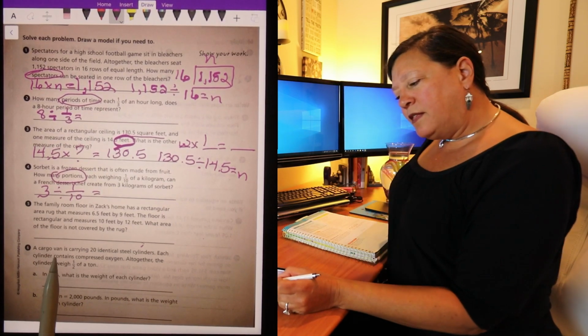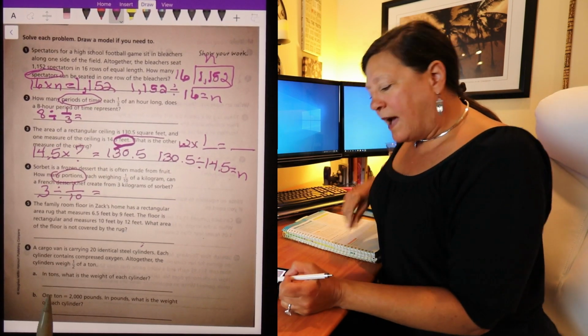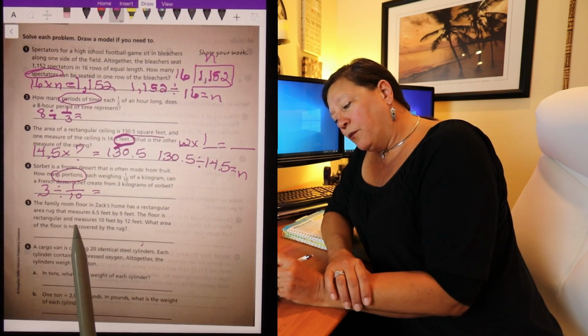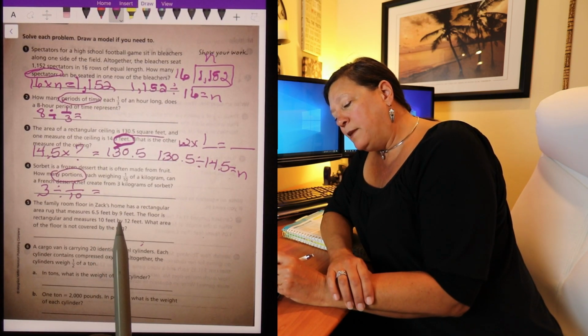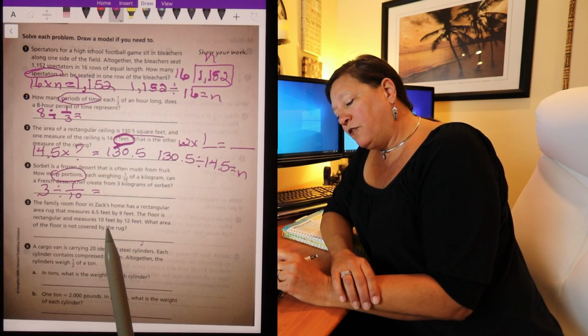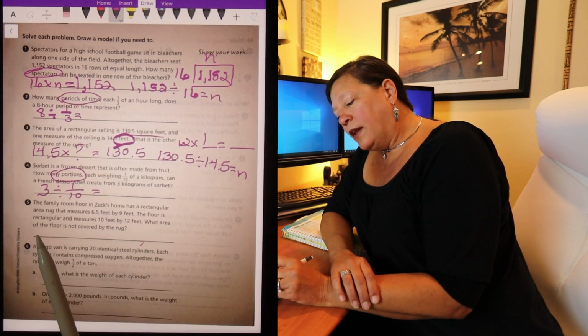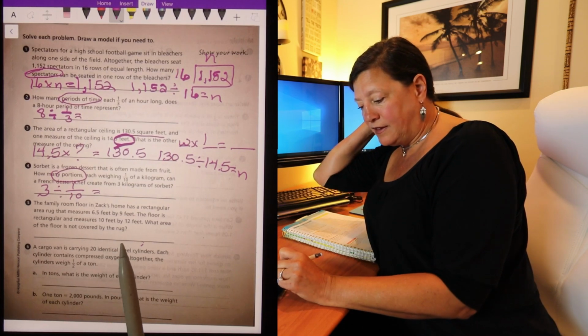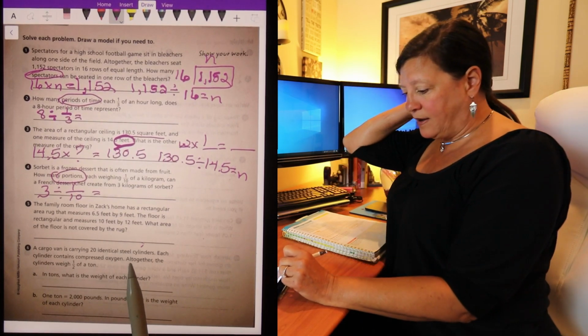Number 5. The family room floor in Zach's room has a rectangular area rug that measures 6.5 feet by 9 feet. The floor is rectangular and measures 10 by 12 feet. What area of the floor is not covered by the rug?